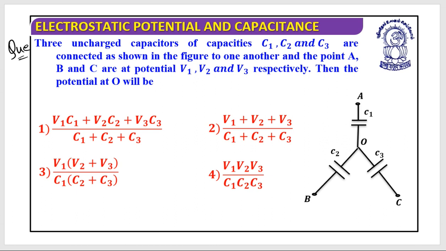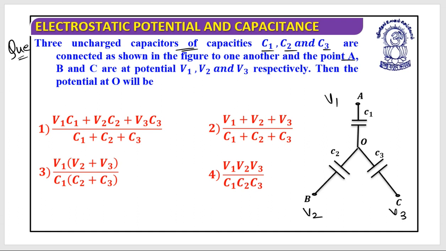Next, 3 uncharged capacitors of capacity C1, C2 and C3 are connected as shown in the figure to one another, and the points A, B and C have potentials given. It's V1, V2, V3. Then find the potential at O. Okay, how should I do it?